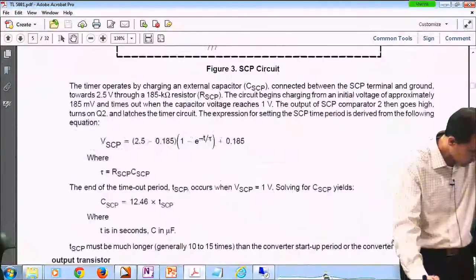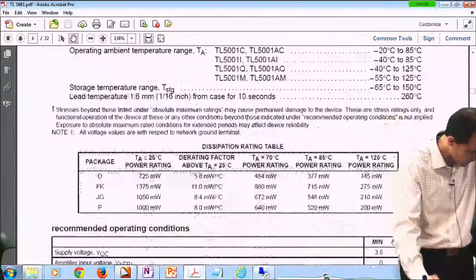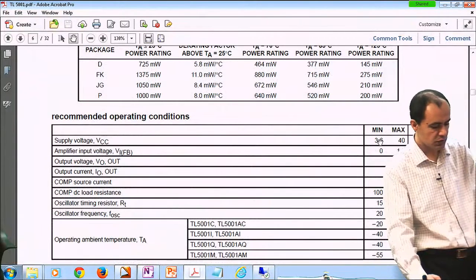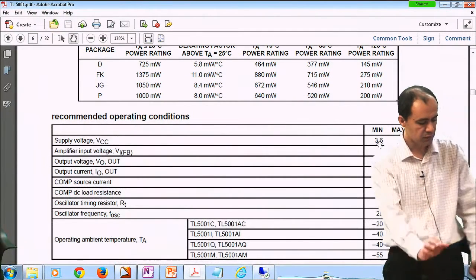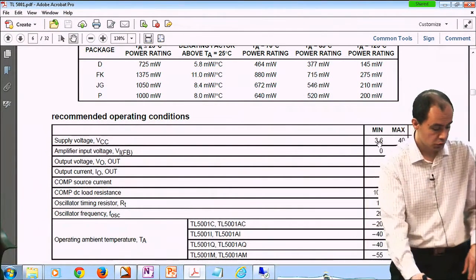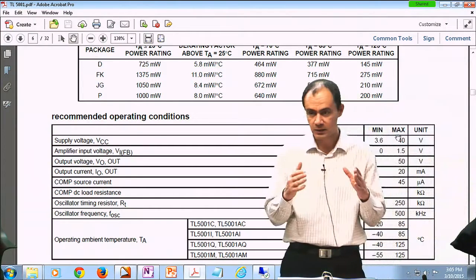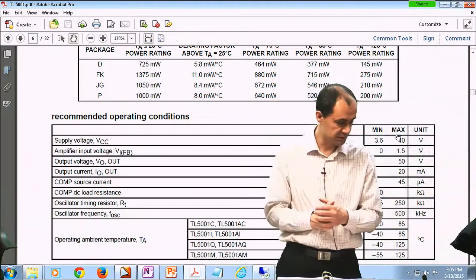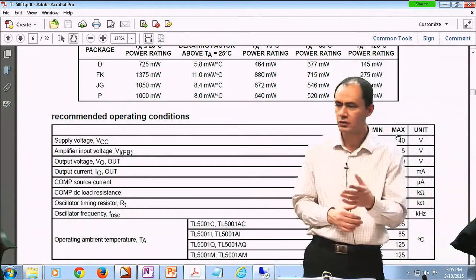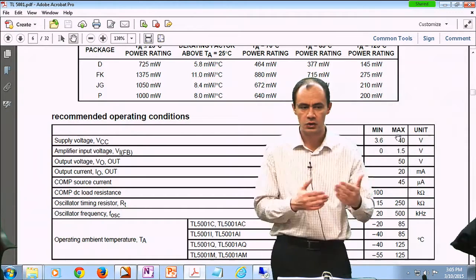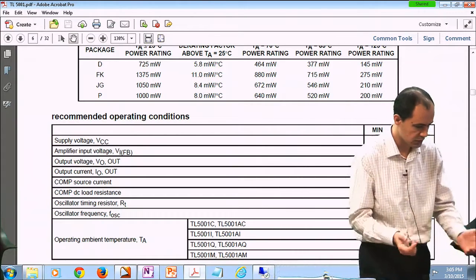Well, this is weird. They don't really have the table. Okay, it starts from here. So your supply voltage, this is good news. Your supply could vary from 3.6 volts to 40 volts. So it actually covers a wide range of applications. If you have an input voltage that is 15 or 5 or 24 or even 30, you can just directly feed that to your chip. You don't need a separate power supply.